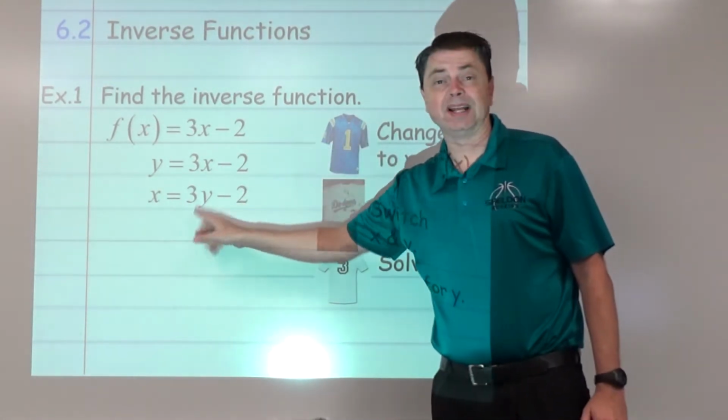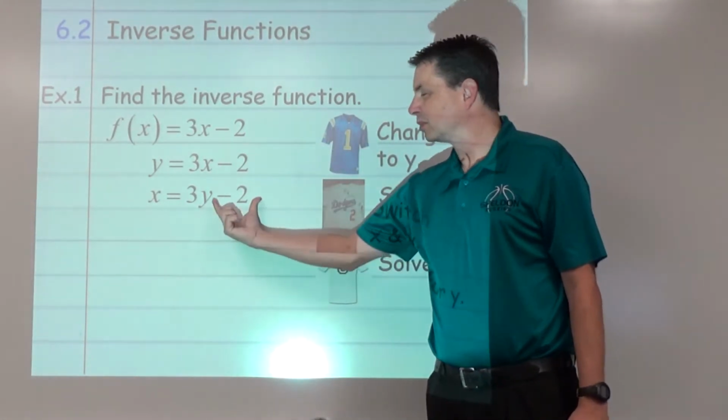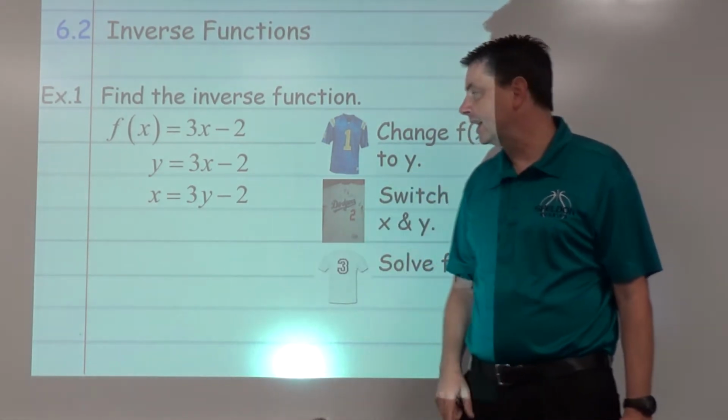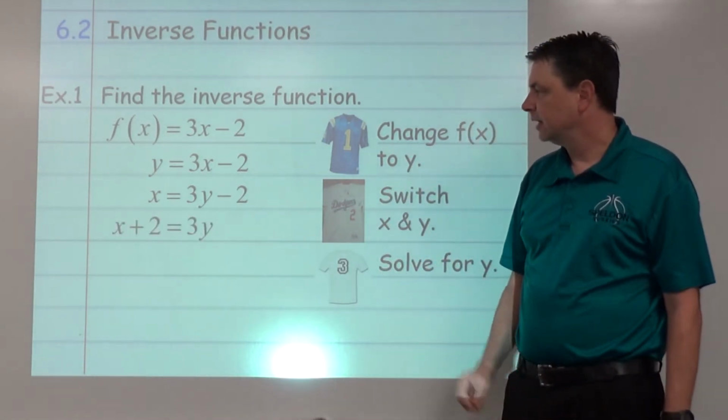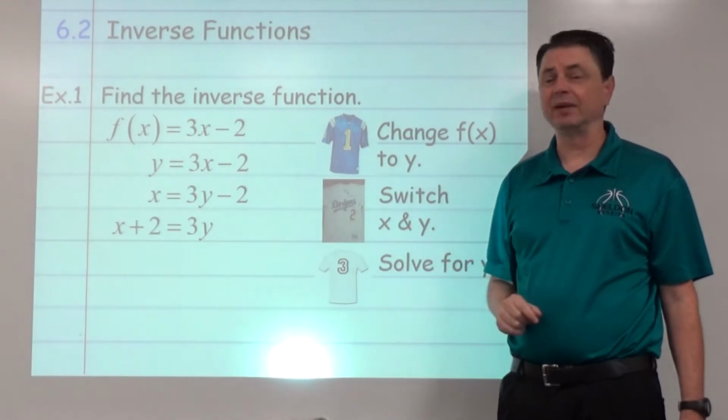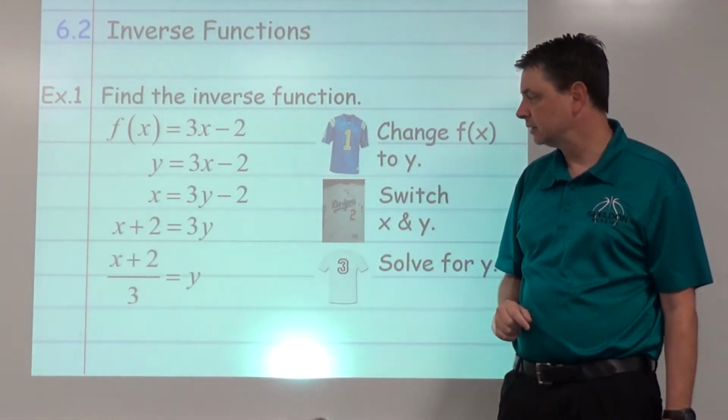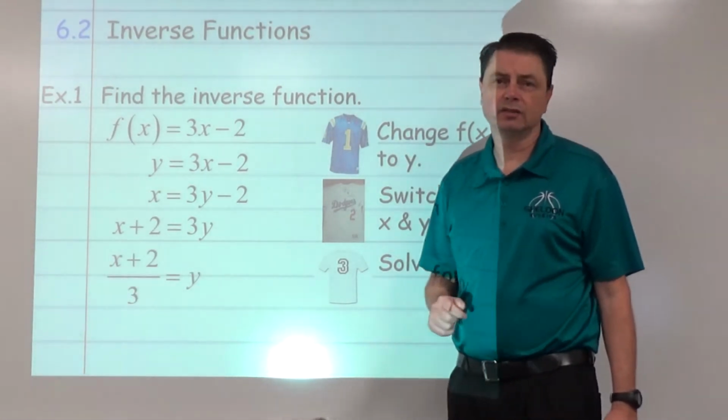We're going to get the y by itself on the right. So we should probably undo the minus 2. We're going to add 2 to both sides. And then we've got to get rid of the 3. We're going to divide by 3 on both sides. And we've got the y by itself.